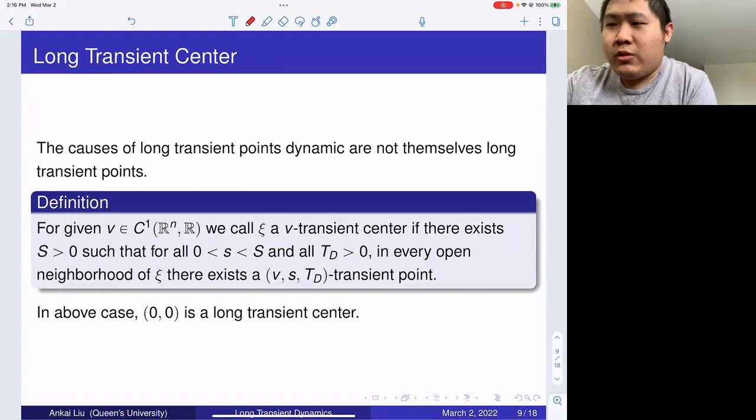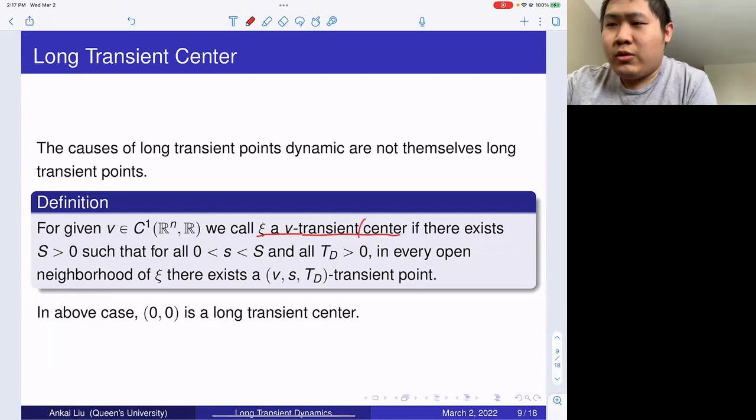So for a given V, we call psi a V transient center if for all small enough S and all TD, and in every open neighborhood of psi, there is a VSTD transient point. Okay, and then we define psi to be a V transient center.